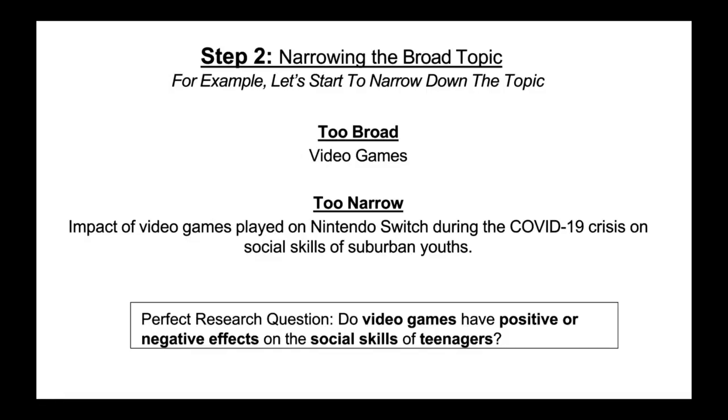But then if you want to focus on the actual social skills, which can be many different types of social skills, and then of suburban youth, we have already minimized ourselves to that. I'm not saying that there is no research on these particular areas, but to find these different components, you may be overwhelmed because you have narrowed down your search too far. But to get that perfect research question, this is the possible question that we can answer when we do our research.